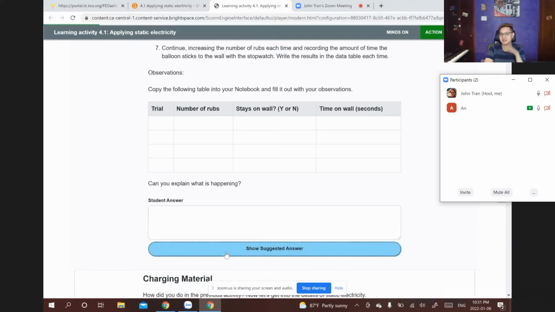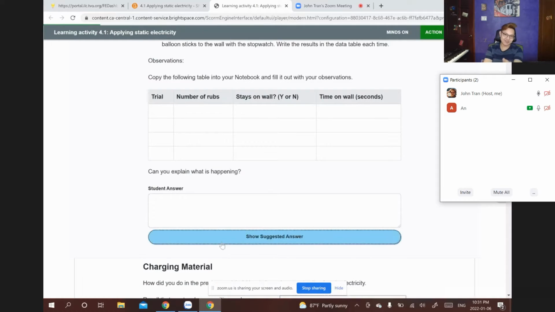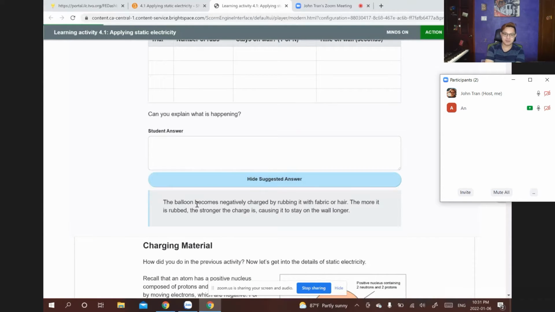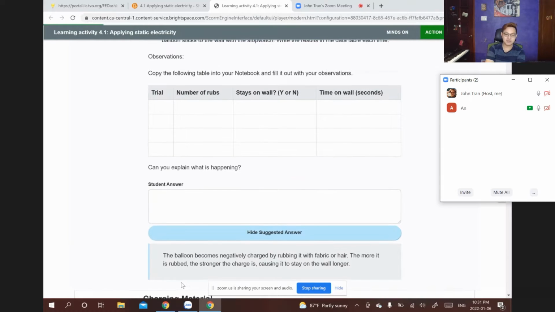You have to count the number of rubs, like 2, 3, 4. It's like that. Okay, the balloon becomes negatively charged by rubbing with fabric or hair. The more it's rubbed, the stronger the charge is, causing it to stay on the wall longer. So it makes sense, because when you're giving it more and more electrons, it becomes stronger, and then it would take longer to discharge all of those electrons away, right?